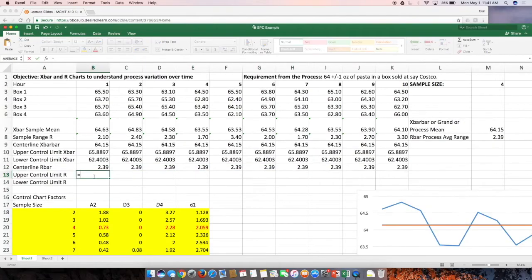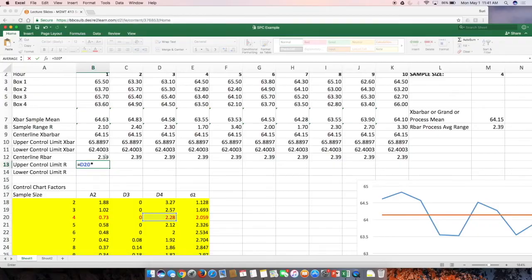Now, what's the upper control limit? It's going to be capital D4, which is this 2.28, multiplied by R bar. Here we'll put the dollar signs. Now we know why we want the dollar signs. So it's going to be capital D4. That's the control chart factor you're going to be looking at. Capital D4 corresponding to a sample size of 4 times your process average range, R bar. And what's your lower limit? It's going to be capital D3 times R bar.